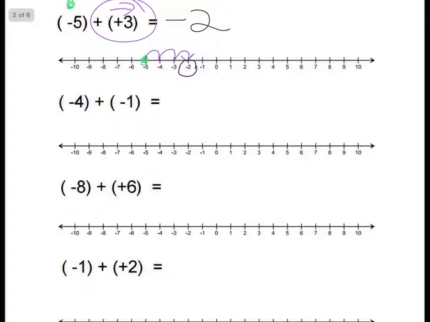So we're going to start with the very first number, put a point on the first number, that's -4. And then we're going to move 1 to the left. So the reason why we move to the left is because the 1 is negative. Negative numbers are on the left side, so that's why we moved to the left. Now we're going to do the final step. Circle where the arrow is pointing to, and write the answer.